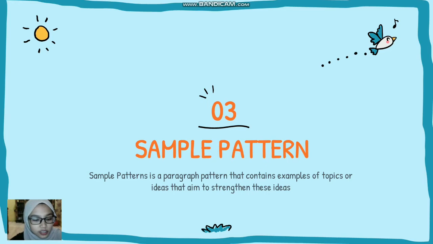And then number three is sample pattern. Sample pattern is a paragraph pattern that contains examples of topics or ideas that aim to strengthen these ideas. This section only reviews sample. For example, if it's like making a painting, surely we make patterns like the lines first, right? After the pattern has been found, we can continue to outline the shape of the painting to the coloring stage, right? Well, like that. So this is just a sample or an illustration of pattern.